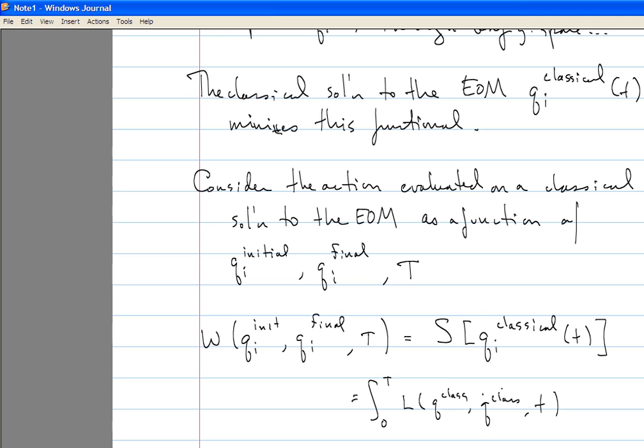I suppose I should assume that my Lagrangian does not depend on time in order for this to be only a function of big T and not depend explicitly on an initial and final time. So let's consider the case only where my Lagrangian depends on q and q dot.